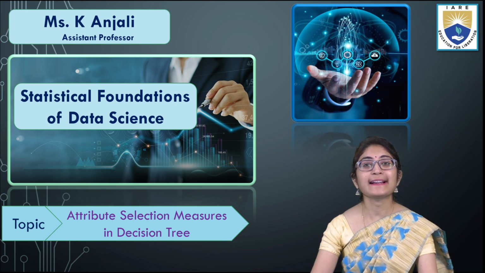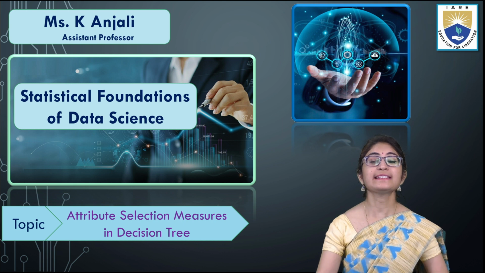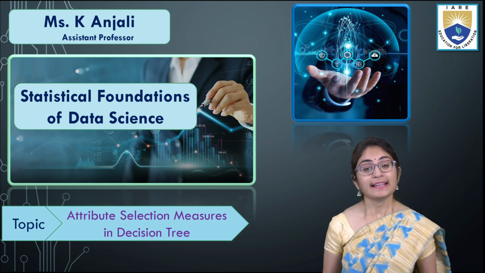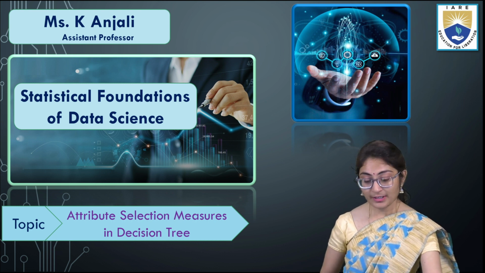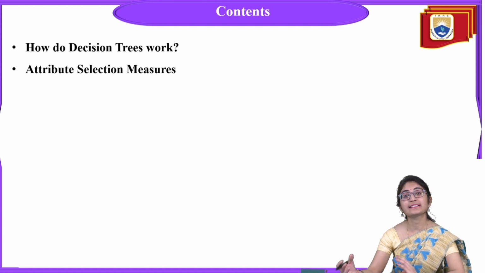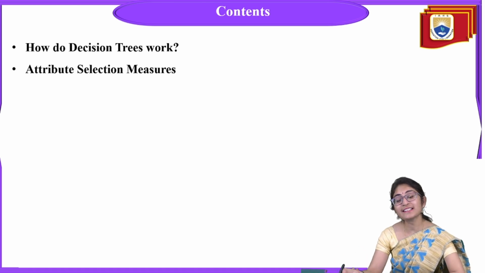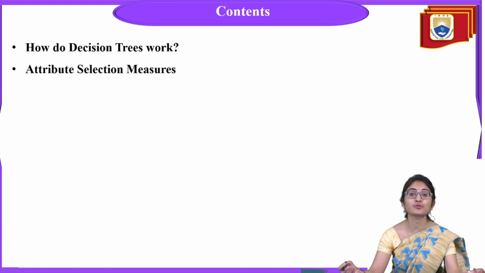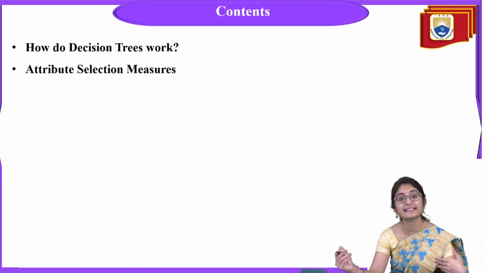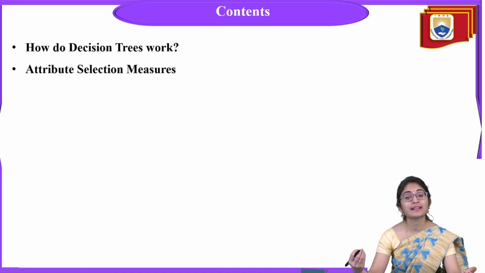Today our topic is Attribute Selection Measures in Decision Tree. In the previous class, we already started our decision tree, and you know about the decision tree very well. A decision tree is a non-parametric supervised algorithm which is very useful for both classification and regression. A decision tree contains a root node, splitting nodes, decision nodes, pruning, and branches.